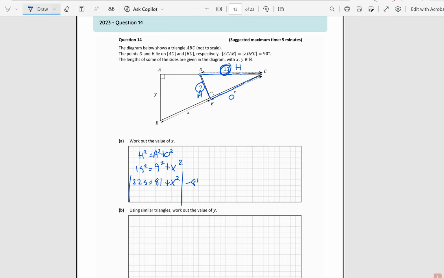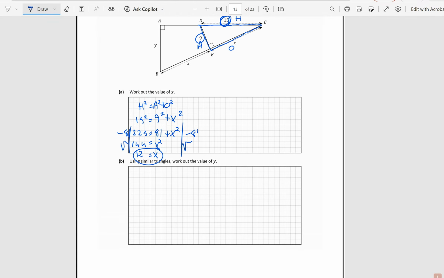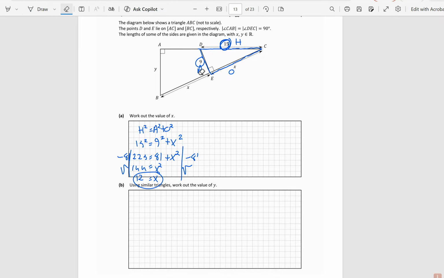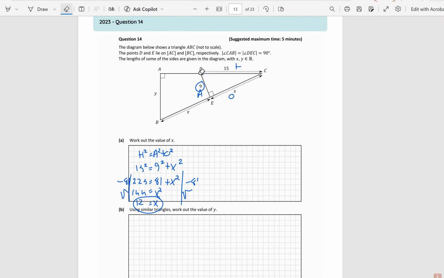Take 81 from both sides, and then we will get 144 equals x squared. Square root both sides, and we'll be left with 12. So x is 12. Okay. And then it says use similar triangles to work out the value of y. Right, we'll tidy this up a bit. Okay, similar triangles to find out the value of y.